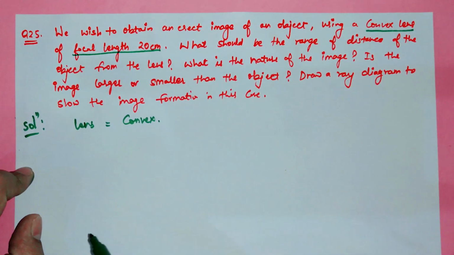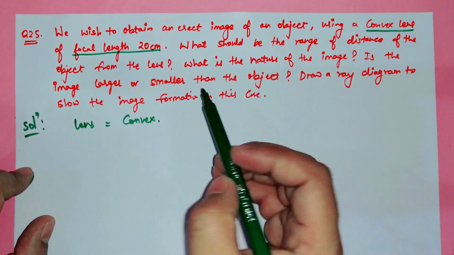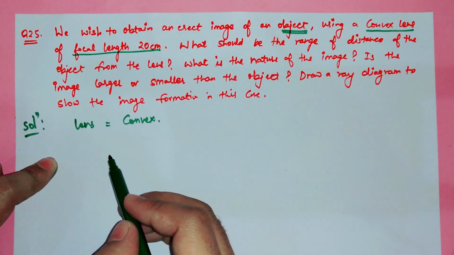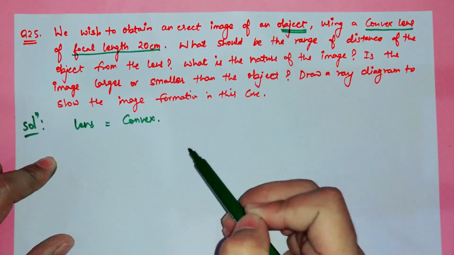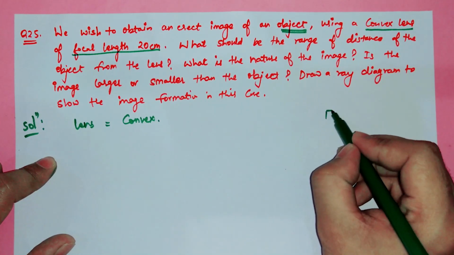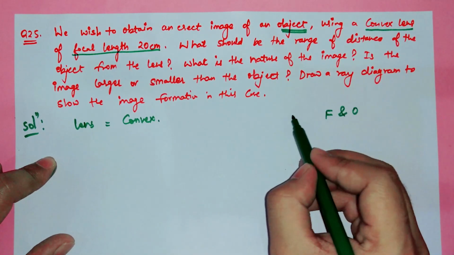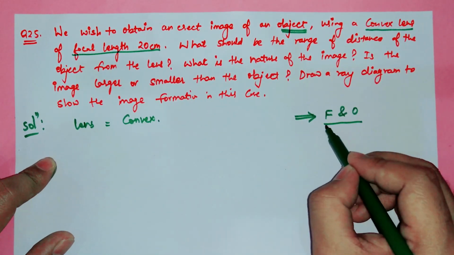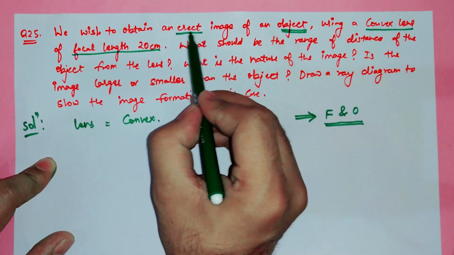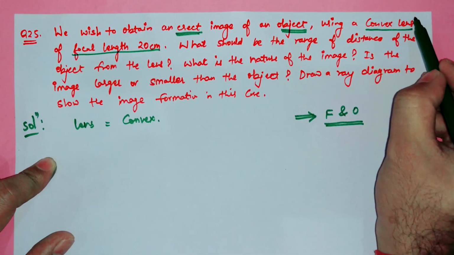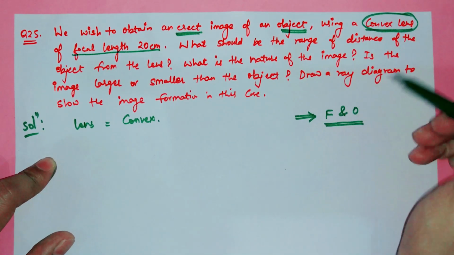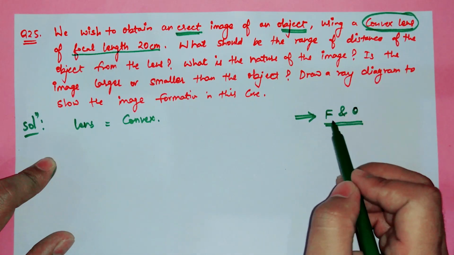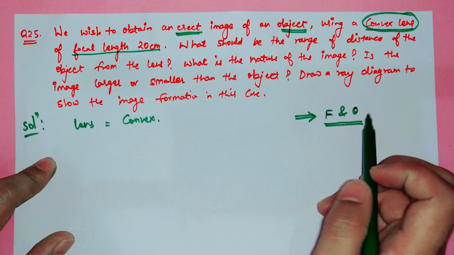Now remember all the cases when an object is placed in different positions. You know that when an object is placed between F and O, its image is always formed virtual and erect, and we also want an erect image. This is the only case in a convex lens. So when an object is placed between focus and optical center, its image is always formed virtual and erect. So this is the case.